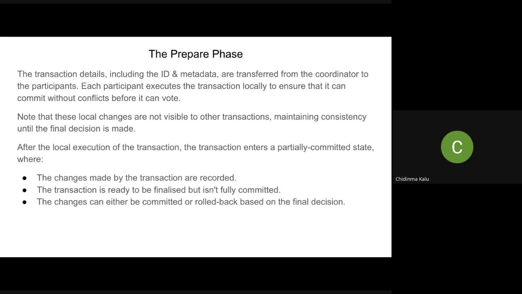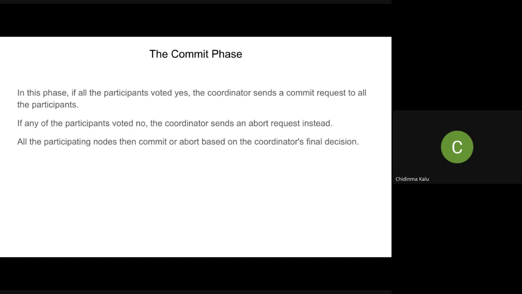Yeah, after the local execution, the transaction enters a partially committed state where the changes made by the transaction are recorded. The transaction is ready to be finalized, but isn't fully committed, and the changes can either be committed or rolled back based on the final decision. This leads us to the commit phase.